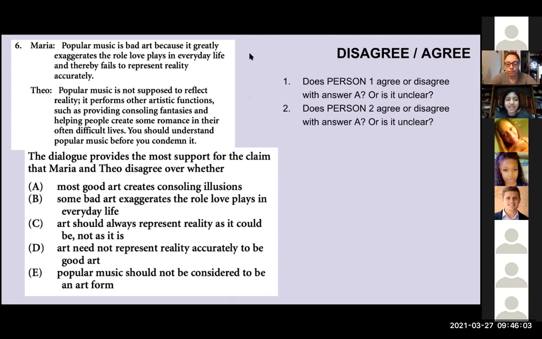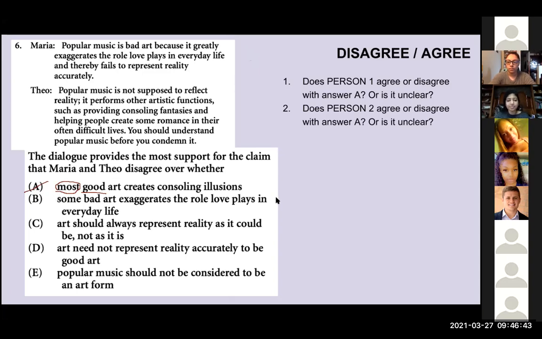So Tyler, what did Maria say essentially, if you had to summarize it or put it in your own words? Basically, popular music is bad because it doesn't represent reality. Exactly. So then did Maria say anything about good art and whether it creates consoling illusions? No, and you can just cross that off, I think, since it doesn't really address it. Exactly. Maria doesn't address what's going on with most good art, right? The word most here, do we know anything about most or good art? Not really, right? So we can cross out A.